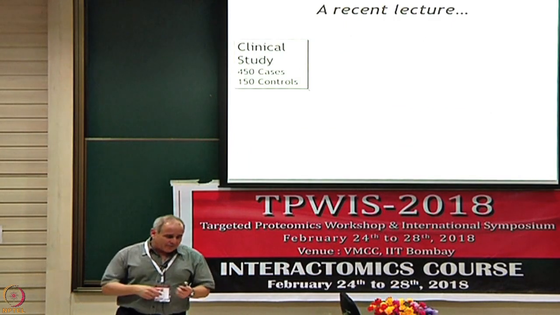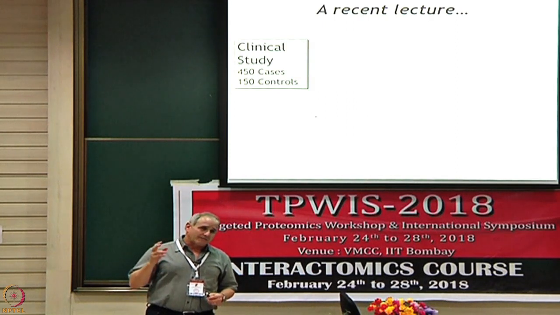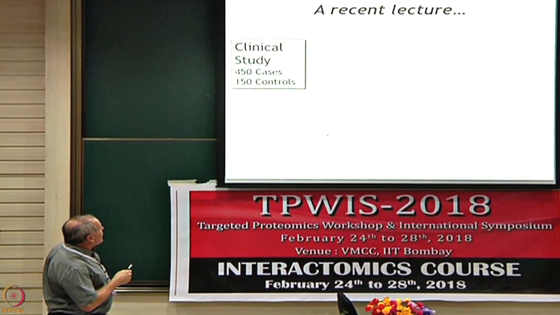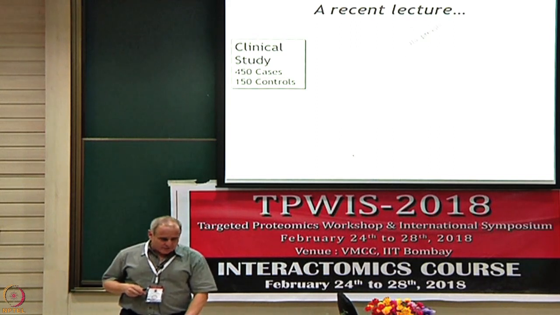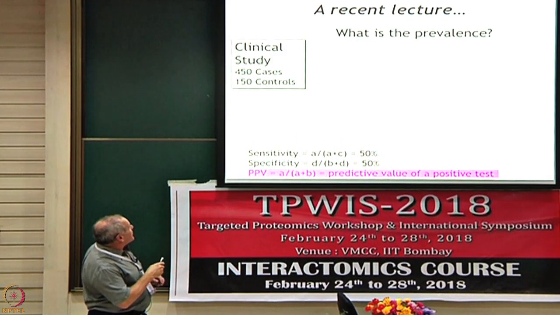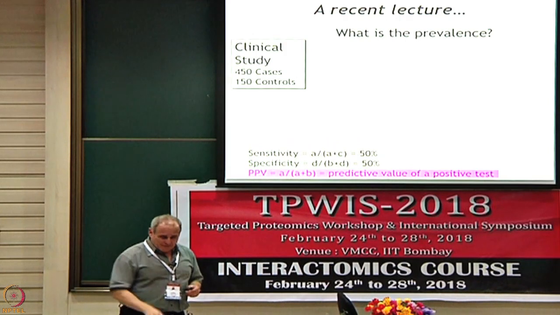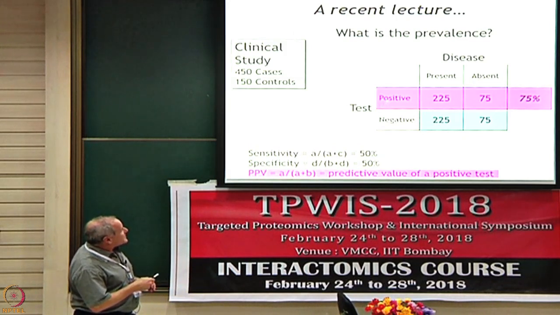Okay, so I sat through a lecture in my institute where someone was boasting about his test that he had developed. And this is the clinical study he did. 450 cases and 150 controls. So the prevalence in this population is what? The prevalence is very high, right? Because 3/4 of the people in your study have the disease. 3/4 of them have it, right? So he had this positive test, and he said that his predictive value was 75%, right?